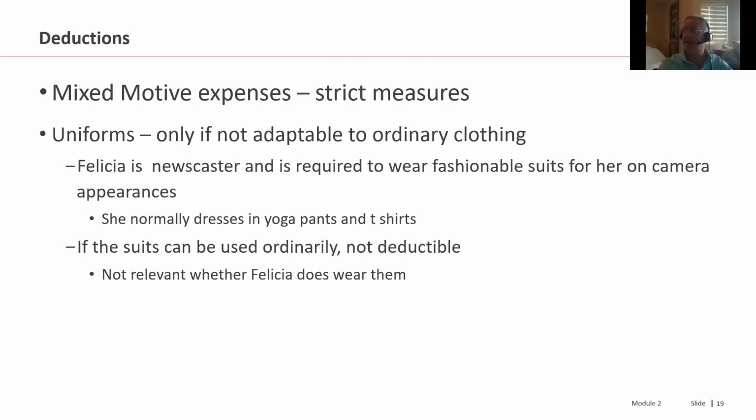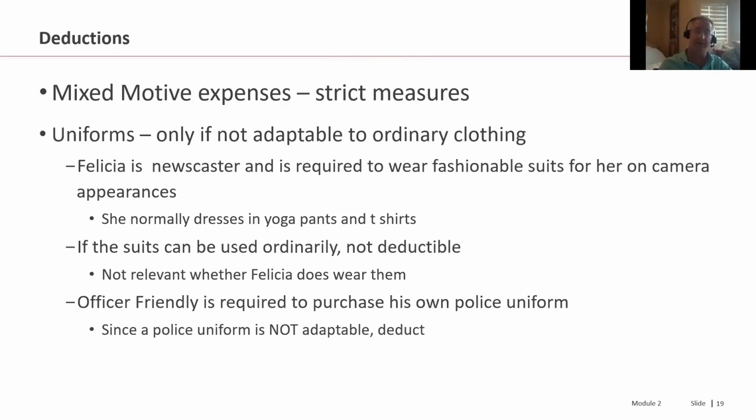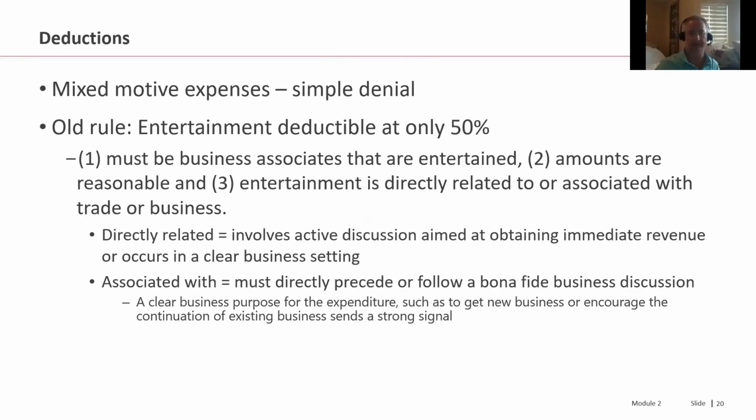Now, contrast that with Officer Friendly, who's required to purchase his own police uniform. A police uniform is not something you would wear unless you're in the Village People singing YMCA. As a result, that is not adaptable to normal use, and therefore Officer Friendly can deduct the cost of his uniform. Now, most law enforcement gets their uniforms reimbursed, so neither here nor there.